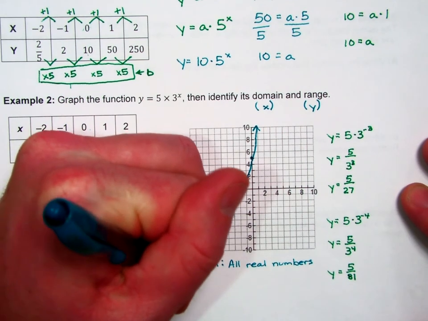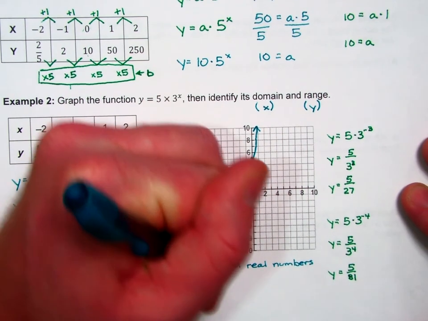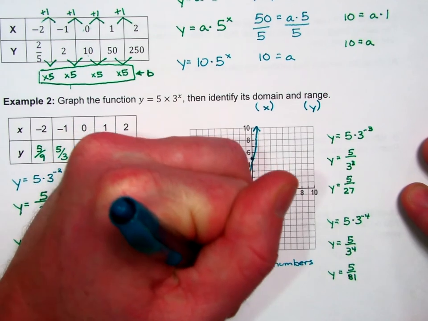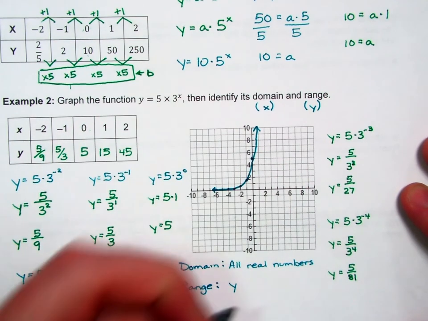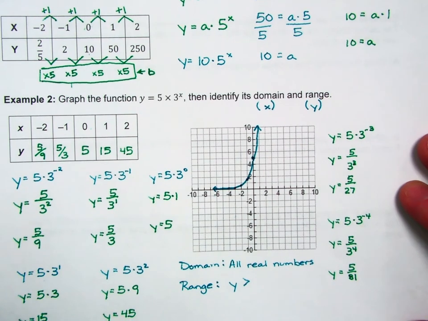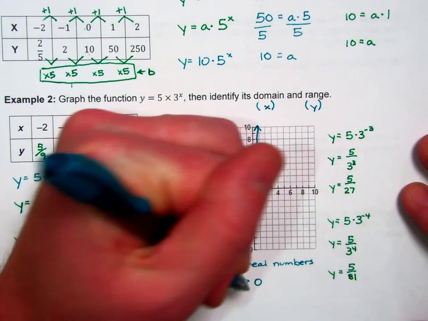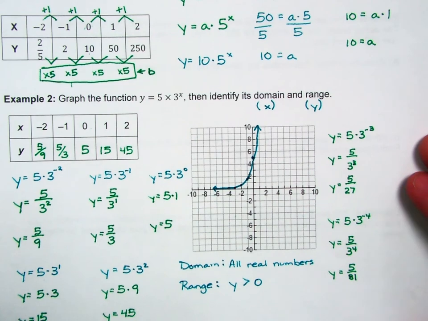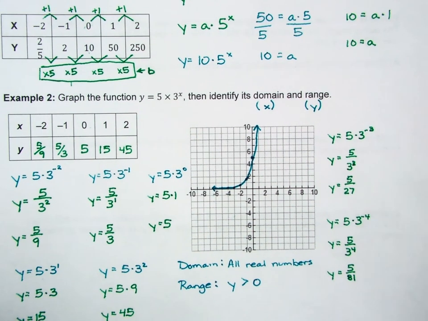So as a result, we're going to say that our range, y, is greater than. Not greater than or equal to, because it's never going to be equal to, but y will always be greater than 0. Again, we don't want to include the equal sign, because as we've shown, it's never going to be equal to 0, but y will always be positive.